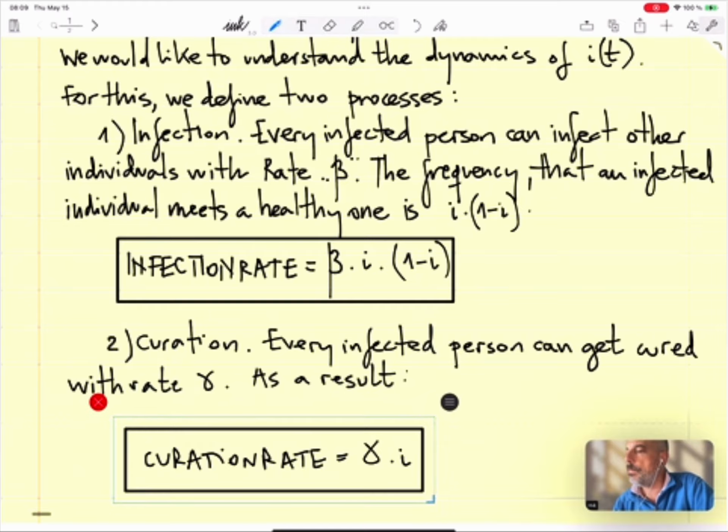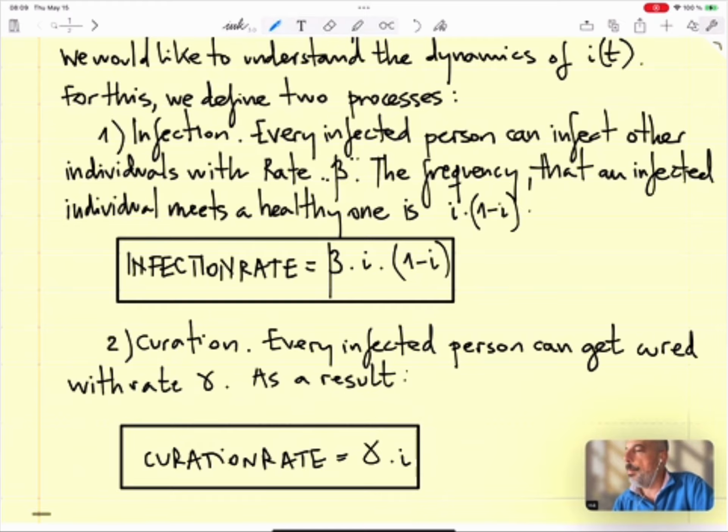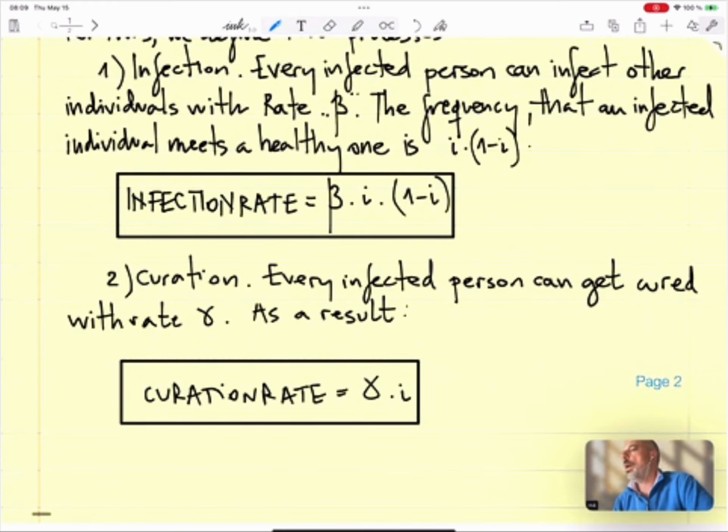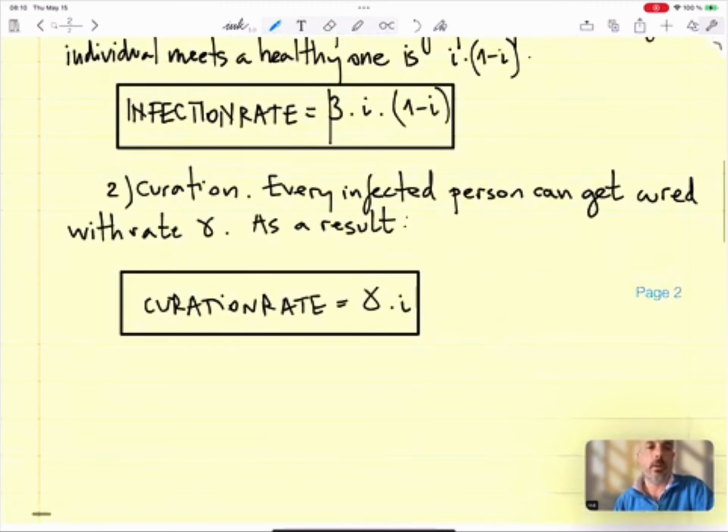Okay. If you wish, beta is the number of times infected people make out without protection with healthy people, and gamma is the rate of curation. So you get a treatment from the doctor, some pill or some cream, and then chlamydia just disappears. Okay.